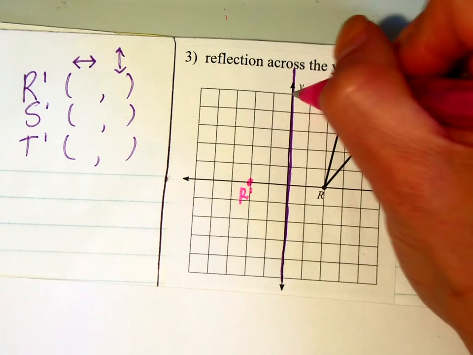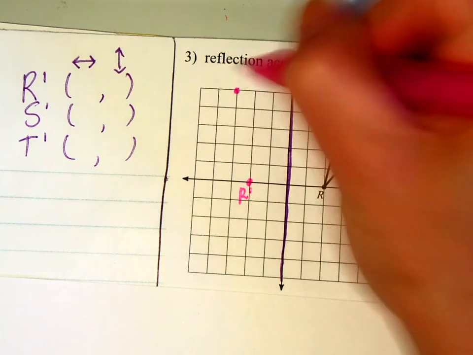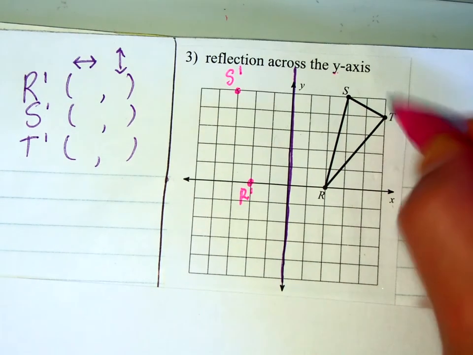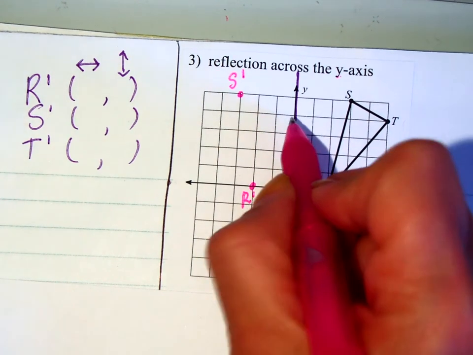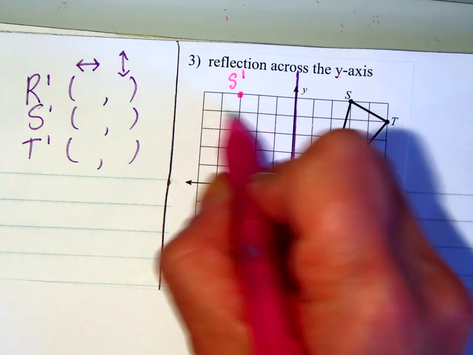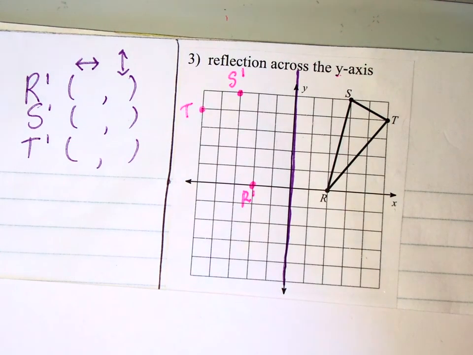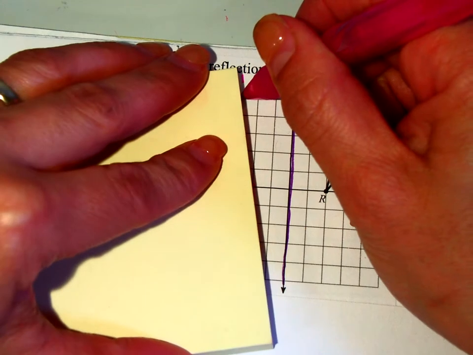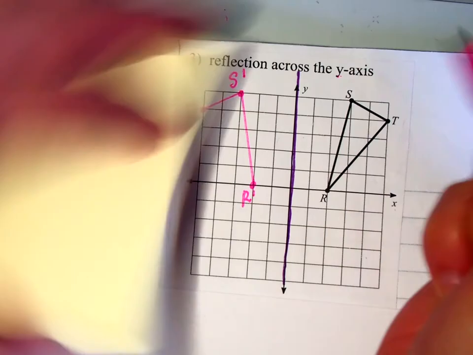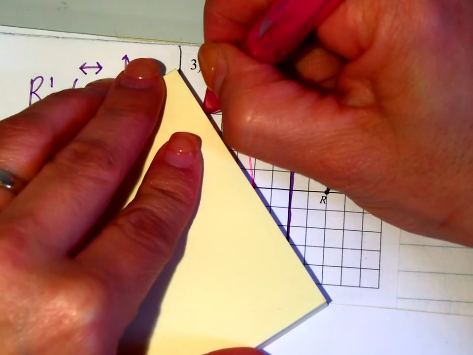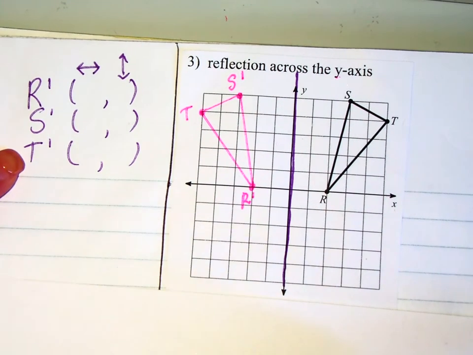S is 1, 2, 3 spaces away. That means I got to go 1, 2, 3 spaces to the left to get S prime. And T, from that line of reflection, is 1, 2, 3, 4, 5 spaces to the right. That means I'm going to move 1, 2, 3, 4, 5 spaces to the left. And that becomes my T prime. Okay? So I'm going to now get a straight edge, draw my figure, and then write the coordinates of my new image. Okay? Alphabetical order, R prime, S prime, and then T prime.